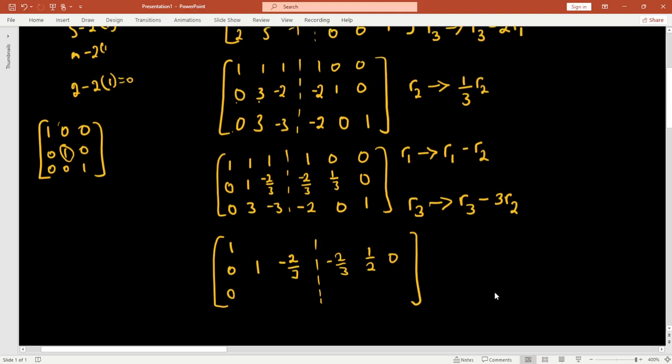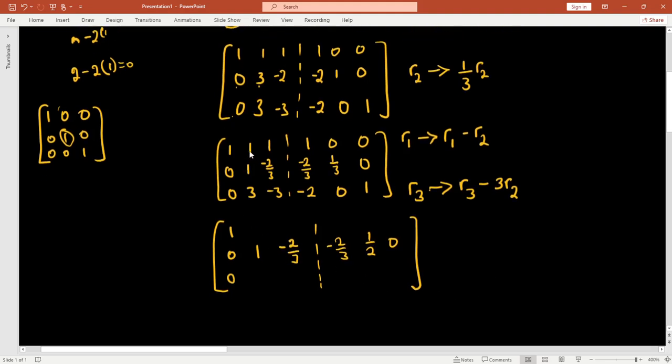Alright, so now here row number 1 should be equal to row 1 minus row 2 here. So 1 minus 0 here, we're just going to get the 1 that we have there. Then 1 minus 1 here, we're going to get 0. Then here we have 1 minus negative 2 over 3. So 1 minus negative 2 over 3, we're simply going to have 1 plus 2 over 3. Then that's going to be 5 over 3 like this here. So here we're going to have 5 over 3.